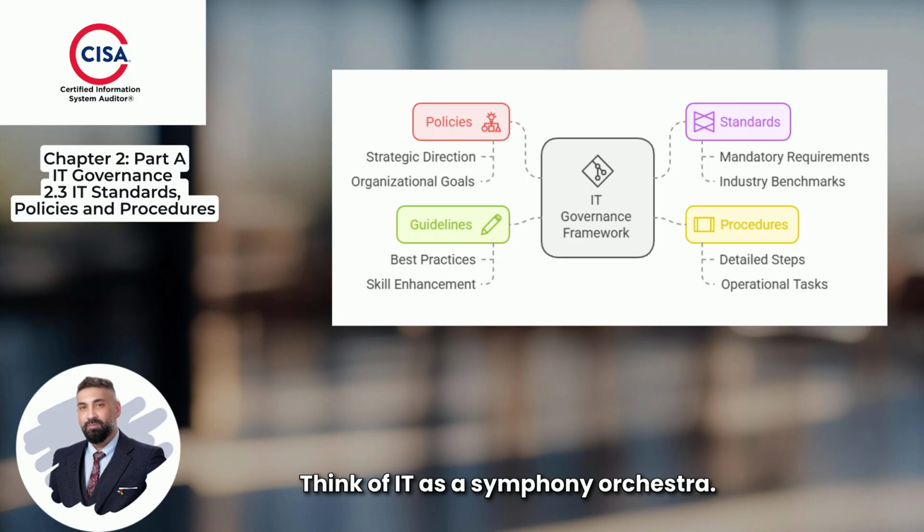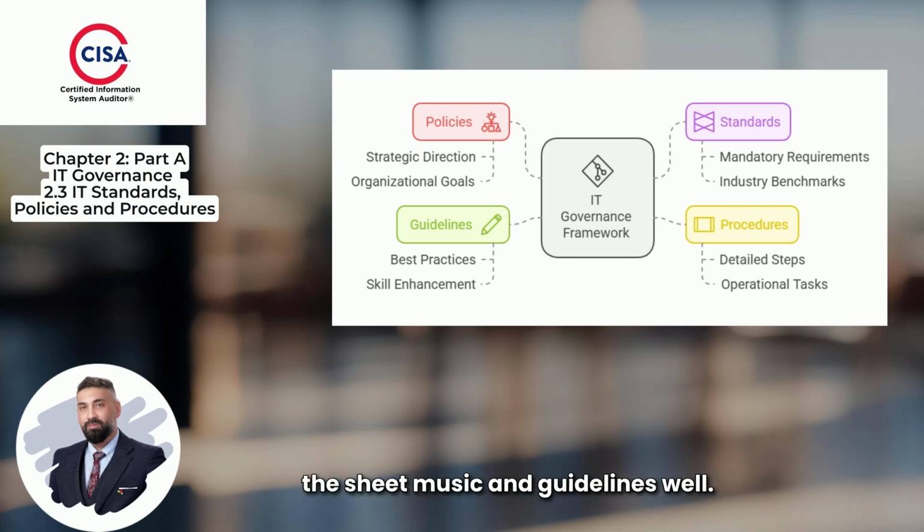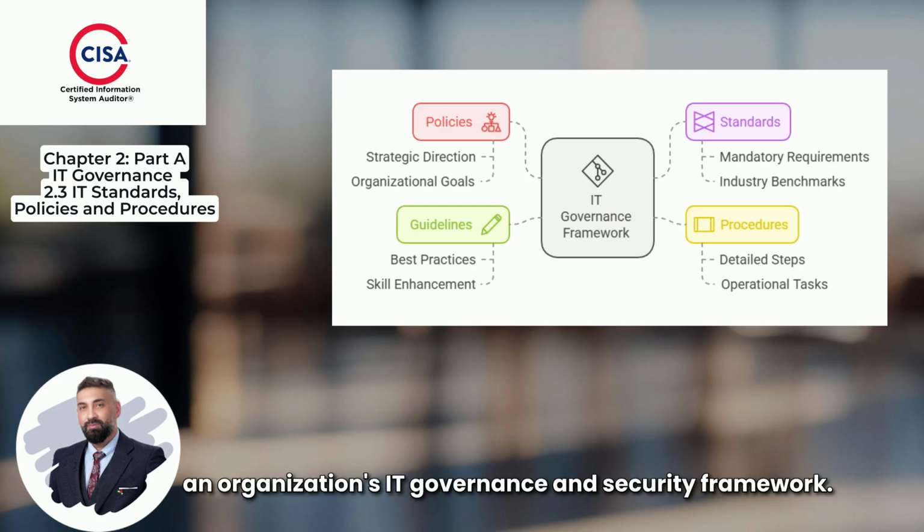Think of it as a symphony orchestra. Policies are the composer's vision that provides the overarching idea. Standards are the conductor's guide to bringing that vision to life with precision. Procedures are the individual instrumentalists following the sheet music. And guidelines are like practice tips to help musicians refine their technique. Together they form a harmonious whole, driving an organization's IT governance and security framework.